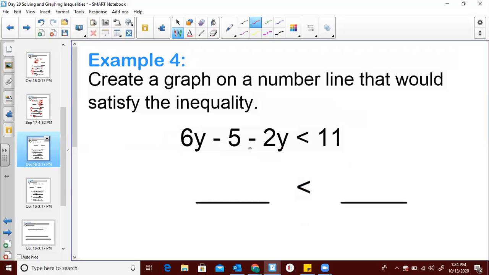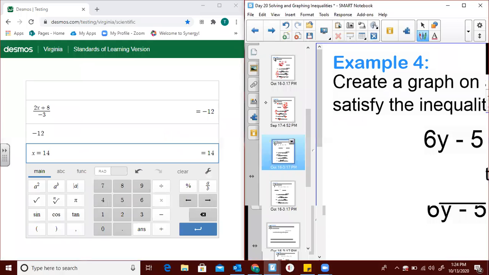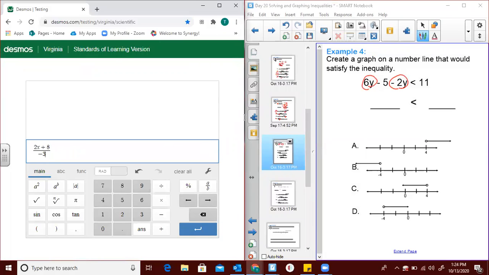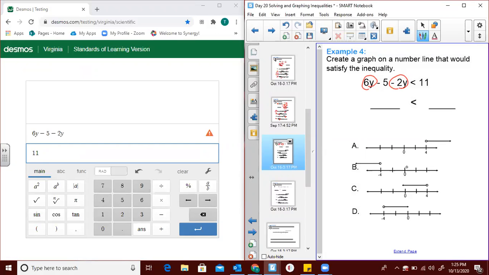All right. So let's do another one, strictly Desmos. So you can kind of see here, we might have a question coming up with this, but I don't think you guys will have any issues with that. So I'm going to put in my left-hand side, which is 6y minus 5 minus 2y. And my right-hand side is 11. Again, over here, I'm looking at 4, negative 4, 4, negative 4. So when I put y equals and I put 4 in, I got lucky again. So I can tell you that it's not going to be B or D.